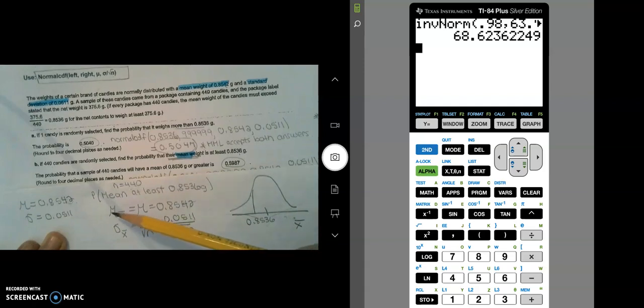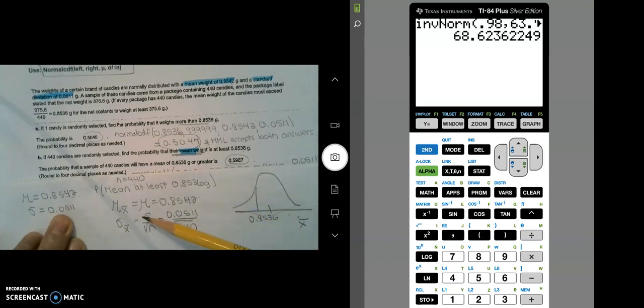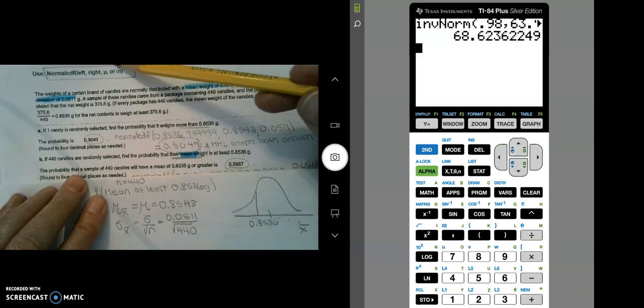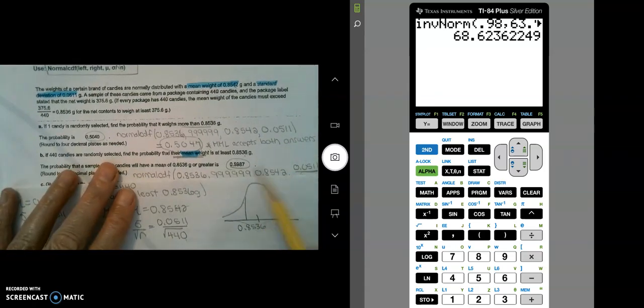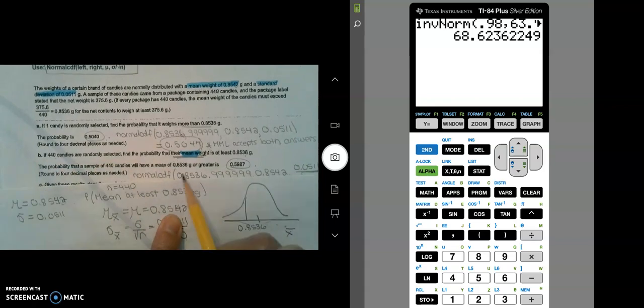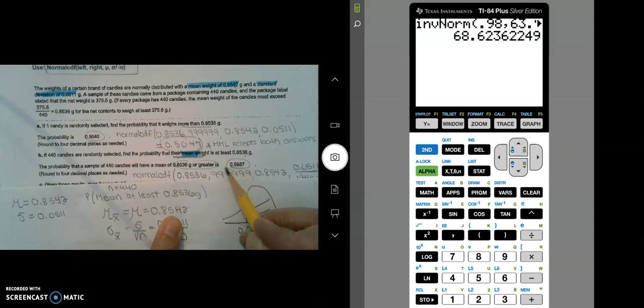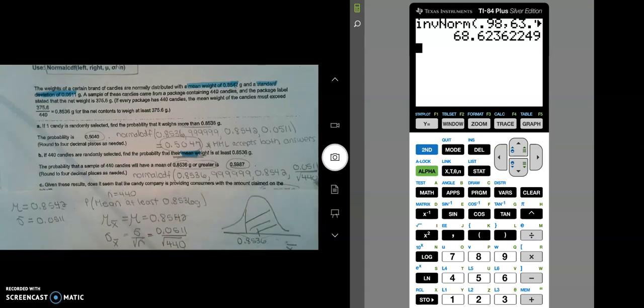Okay, so I have to find the mean of the x-bars, which is the same as the mean of the original data. And I have to find the standard deviation of the x-bars, which is sigma over square root of n. And that's where this part right here comes into place. So that's sigma over the square root of 440. Okay, so right here in the middle is my mean, and we're looking for 0.8536 or greater. So we're looking for this area right here. So this is my low value. My high value, I want to put a bunch of 9s because it's technically infinity. And I'll put this mean and then this standard deviation.